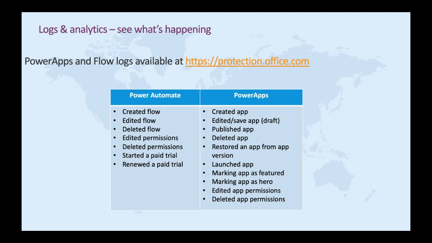Office does provide an API to query this data, which is currently used by many vendors to use the activity logging data for reporting. Some of the things that get captured in these logs are when a flow is created, deleted, edited, shared, when someone started a paid trial, when they renewed a paid trial, those different types of things.